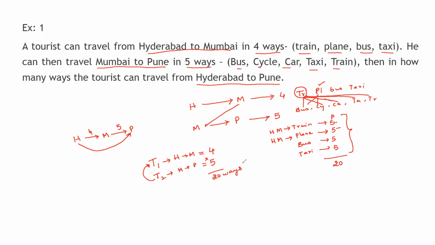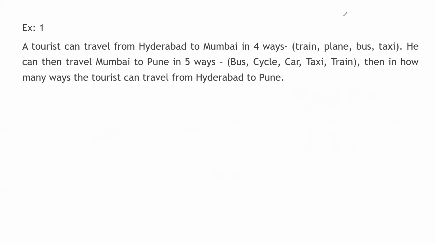Like this, problems will be given. First, try to understand whether any task is dependent on the other and being done simultaneously, or else individual, separate. If simultaneous, then multiply. If they are not done simultaneously, then add. So this is how you need to understand the problem. Now, let us see the solution.